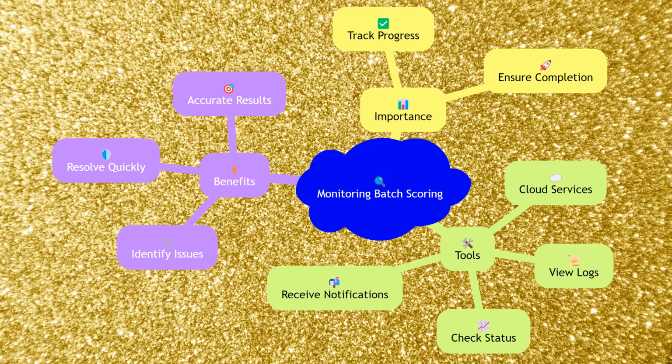Monitoring is a critical aspect of batch scoring. Once a job is submitted, you need to track its progress to ensure it completes successfully. Most cloud services provide tools for monitoring batch jobs, allowing you to view logs, check the status of the job, and receive notifications upon completion. Effective monitoring helps you identify and resolve issues quickly, ensuring that your batch scoring jobs run smoothly and deliver accurate results.